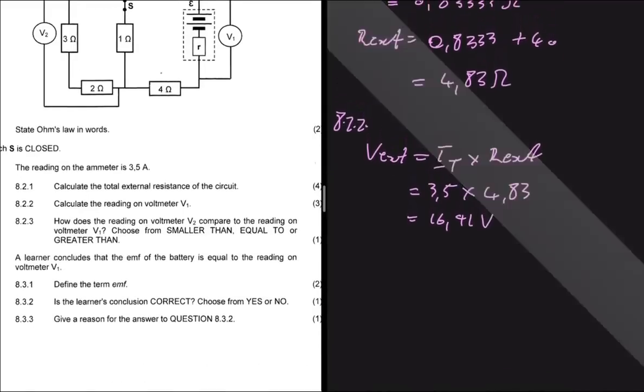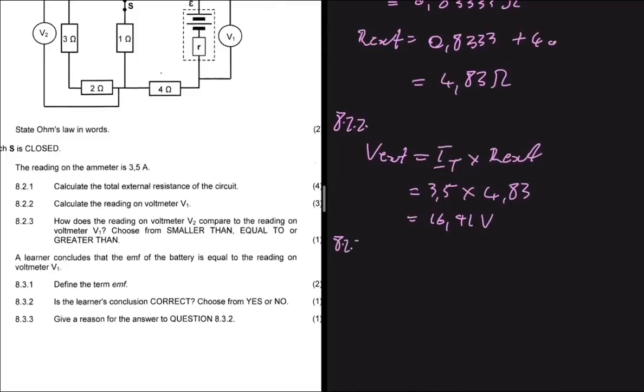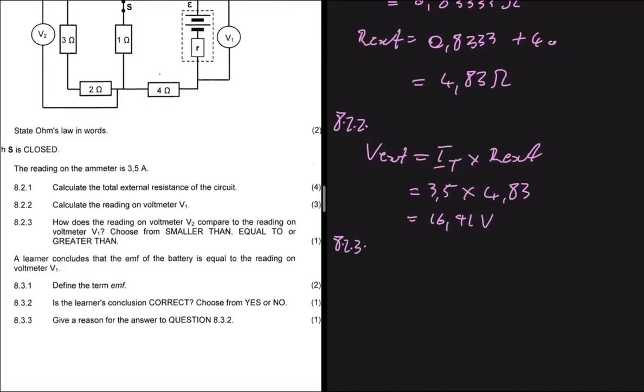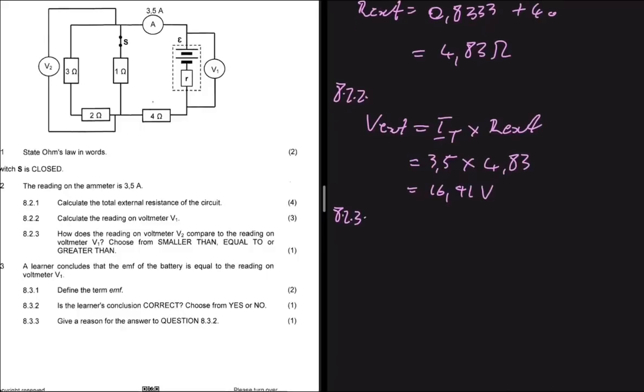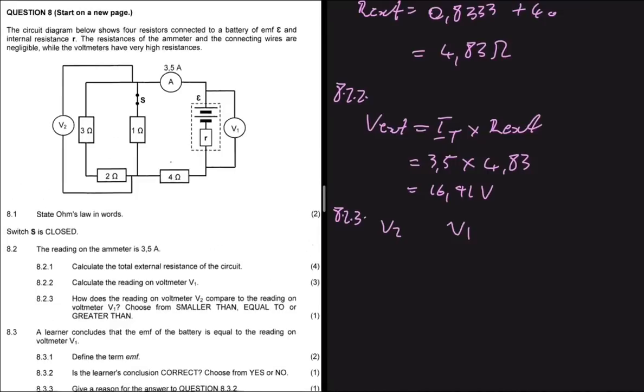So 8.2.3 is saying, how will the reading on voltmeter V2 compare to the reading on voltmeter V1? Choose from smaller than, equal to, or greater than. So we have V2, and how does it compare to V1? So let's go to our circuit. We've already established that V1 is going to read V external, right? And then let's look at V2. V2 is connected across this path that is in parallel, right? V2 is going to read VP, right?